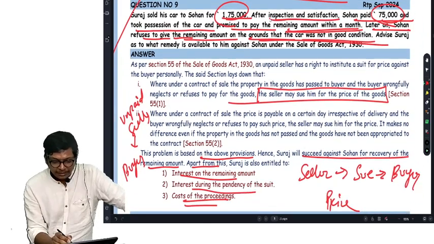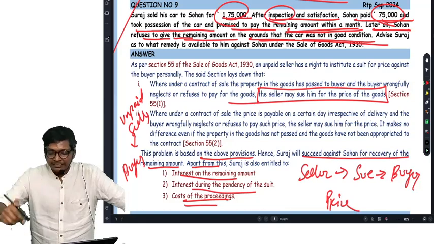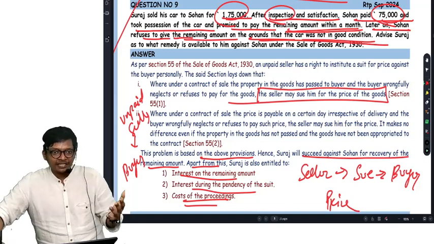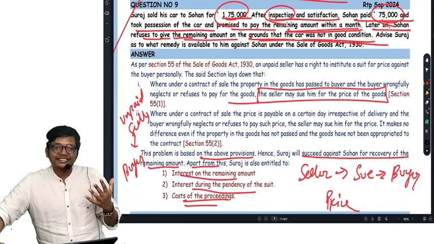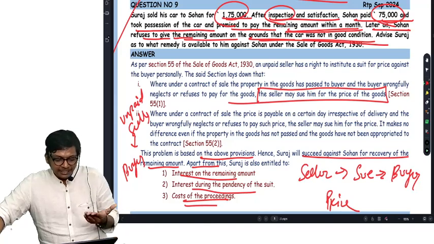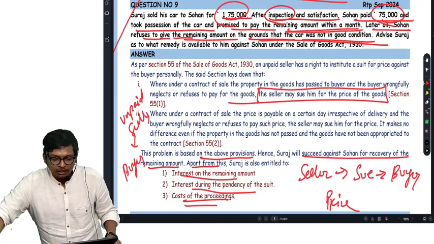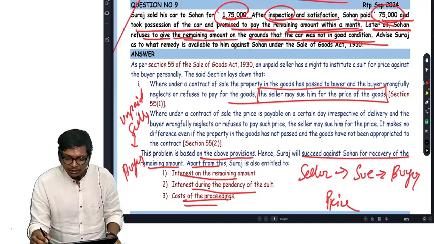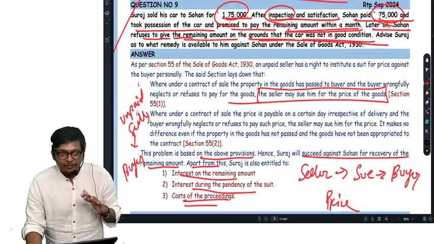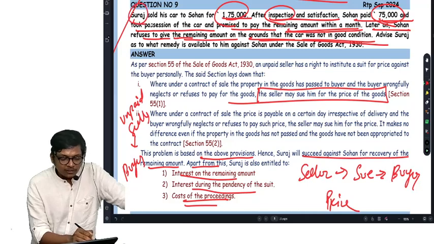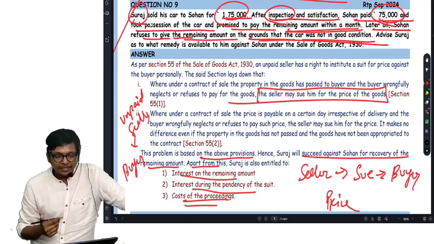No, see, whenever you do inspection, say I'm buying an iPhone or I'm buying one chair, I can do inspection only to an extent. Beyond that, if there is a problem later, then you can sue for price. So what will Sohan do? He should not say he won't pay the price. He should ask Suraj for a remedy: repair my car.